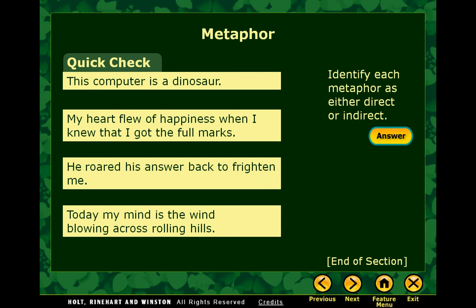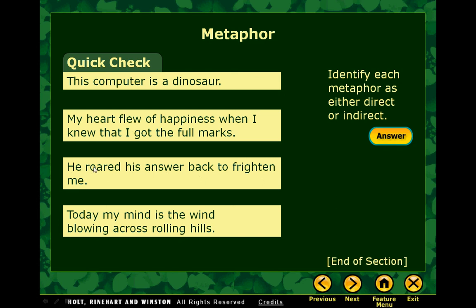Now let's look at these sentences and try to identify each metaphor as either direct or indirect. This computer is a dinosaur. Direct or indirect? The computer is a dinosaur. I think this is a direct metaphor. Excellent. My heart flew of happiness when I knew that I got the full mark. My heart flew. What flies? Birds. I didn't say my heart is a bird, but I said my heart flew. Flying is an indication of something that birds do.